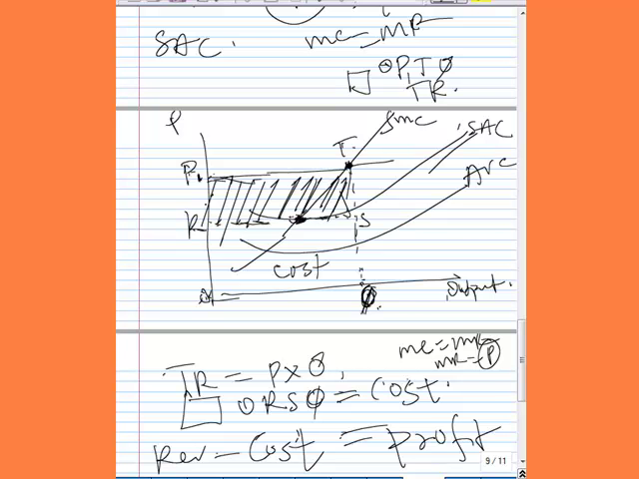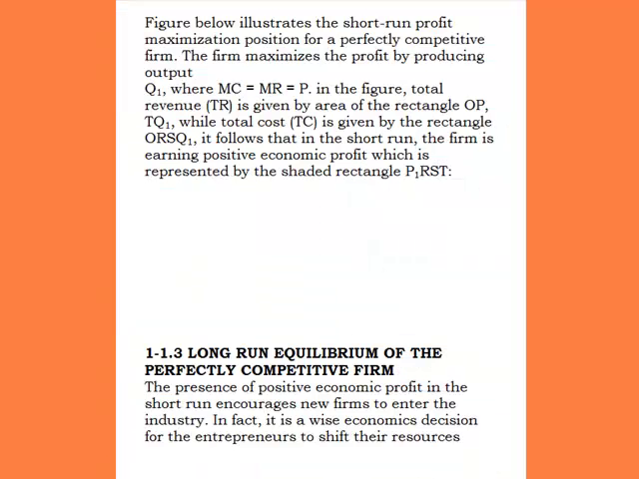Now, from here, OP1TQ, that's the revenue. So if you now subtract this cost from this total revenue, what do you have? You have this shaded region. This shaded region is now the profit region. So in the short run, a perfectly competitive firm is really making profit.